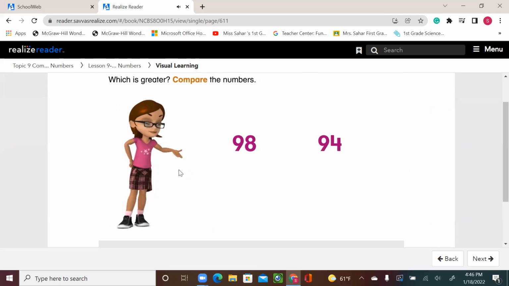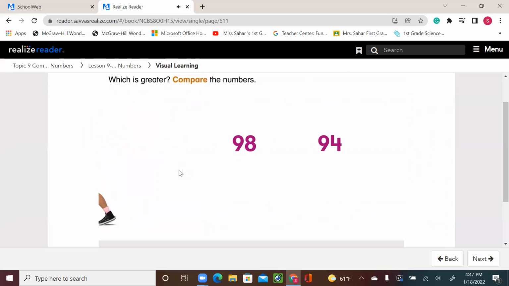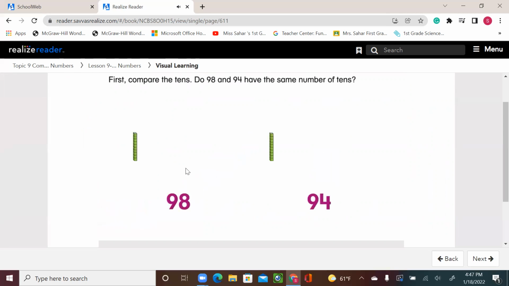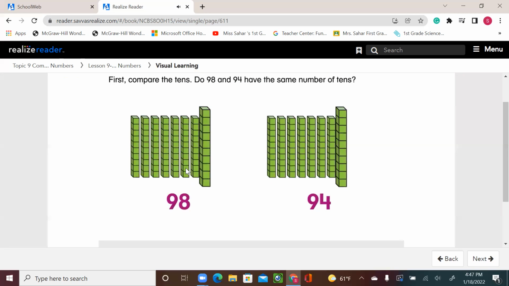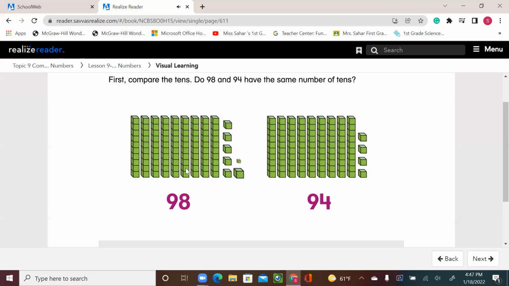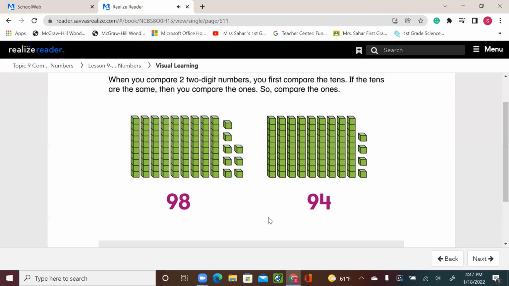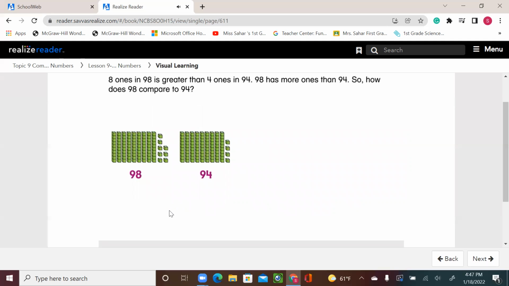Which is greater? Compare the numbers. First, compare the tens. Do 98 and 94 have the same number of tens? Yes, the tens are the same. Both numbers have 9 tens. When you compare two two-digit numbers, you first compare the tens. If the tens are the same, then you compare the ones. So, compare the ones. 8 ones in 98 is greater than 4 ones in 94. 98 has more ones than 94.